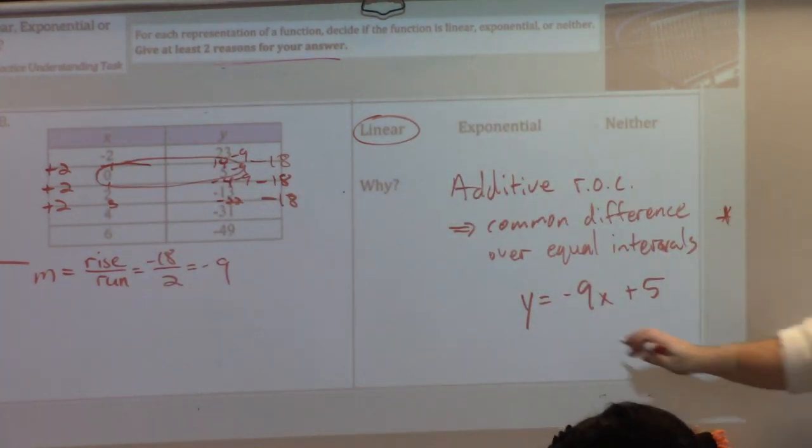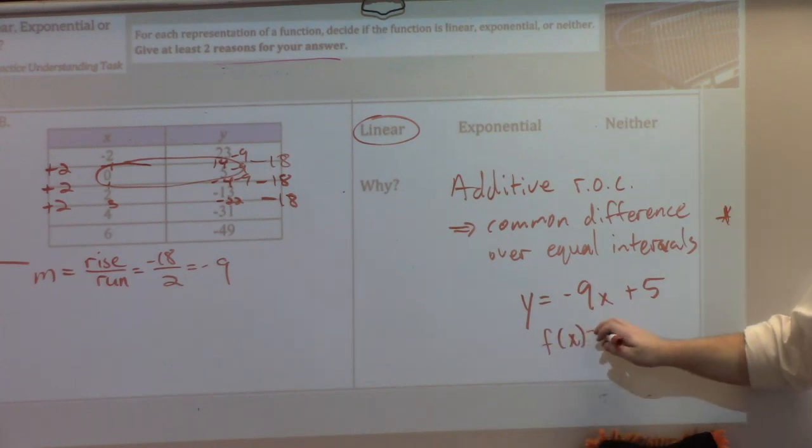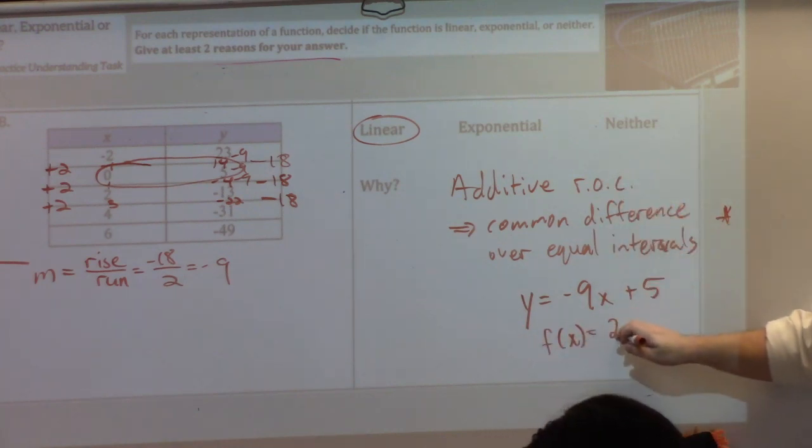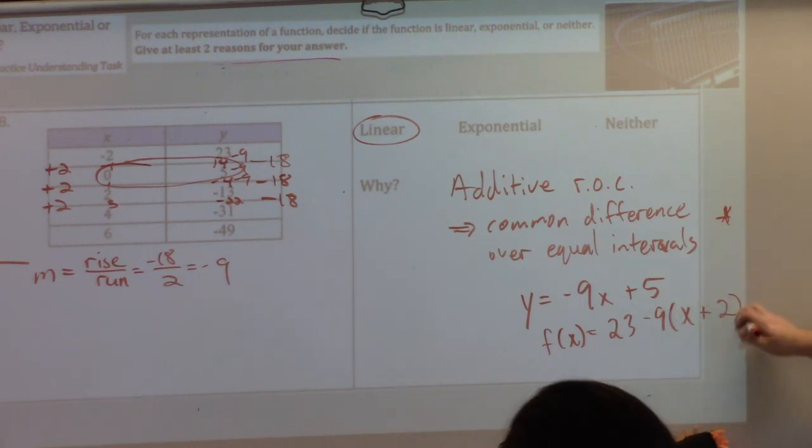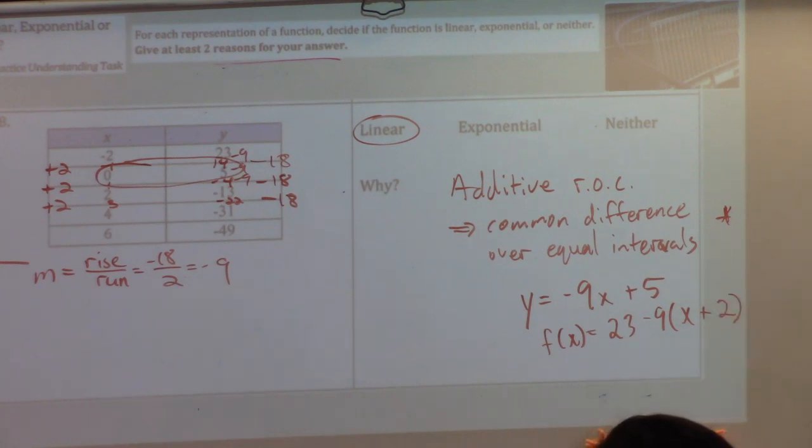I could have started anywhere. If I had written it as f of x, I could have started at 23. And then I'm repeatedly taking 9 away from that 23, but it'd be x plus 2 times. That's kind of closer to the idea of point slope. There's lots of ways to write this, but we need to engage our brains for sure and keep focusing on this. But this is the key thing we need to recognize, right, Caroline? Mm-hmm.